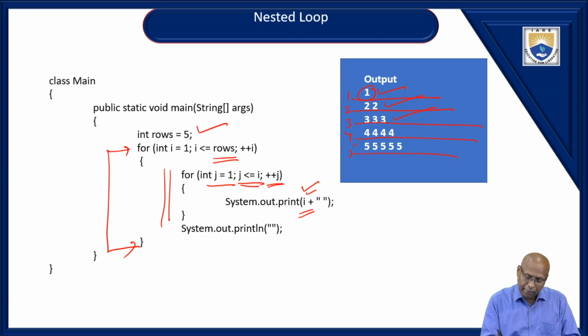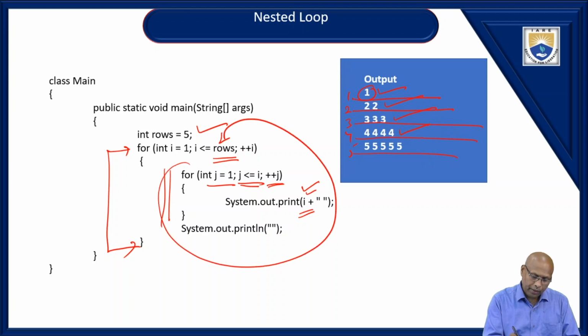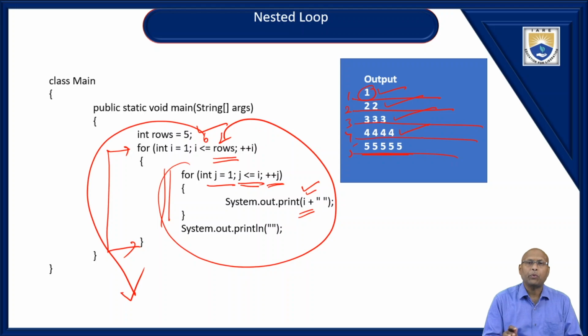Again, whenever i becomes 4, print 4 times. So the same 4 is printing how many times? i times. After printing 4, again control goes up. i becomes 5. Print the same i 5 times. Whenever i becomes 6, the loop will stop. Then the program terminates. So this is the way it works.